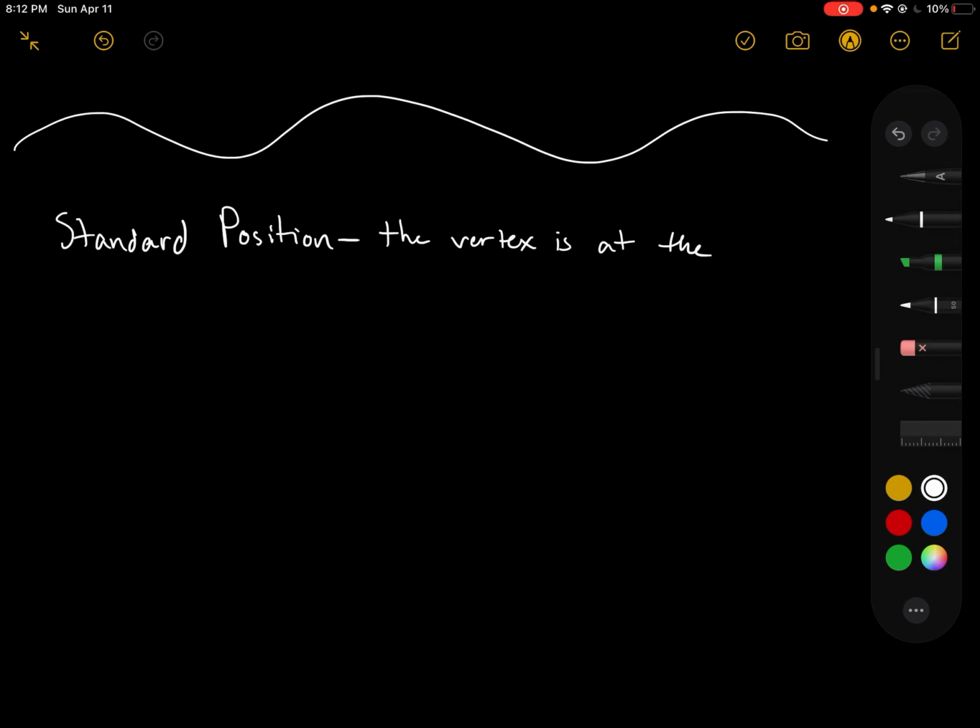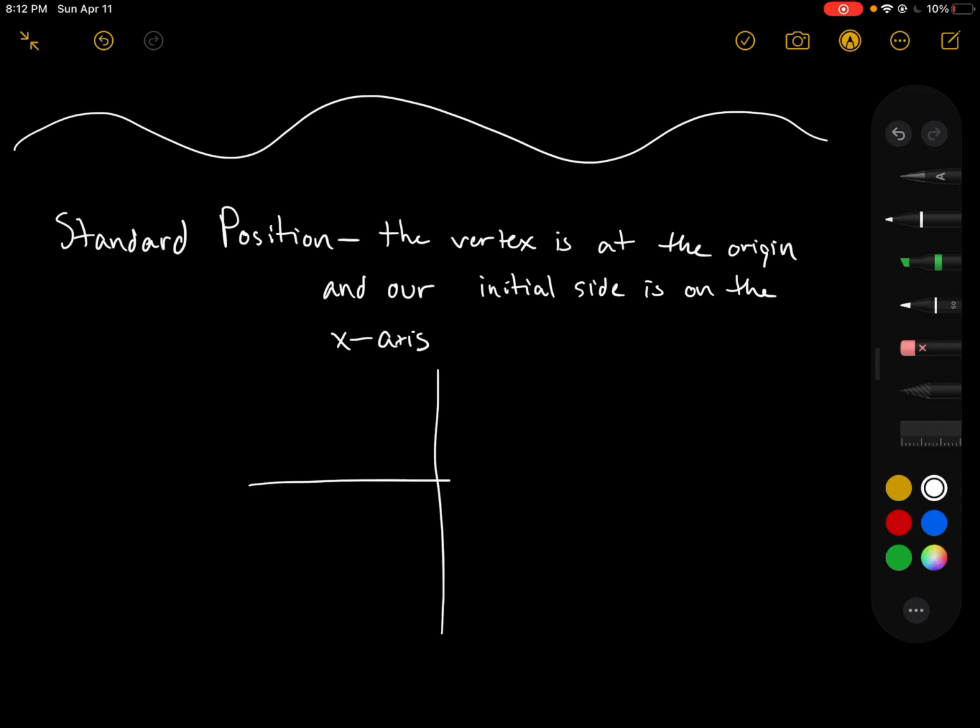This is when the vertex is at the origin. And our initial side is on the x-axis. So if we're taking a look at this on a coordinate plane, we'd see a few different examples here, but I'll start off with this one. Here's the vertex of the angle at the origin, and here is the initial side.